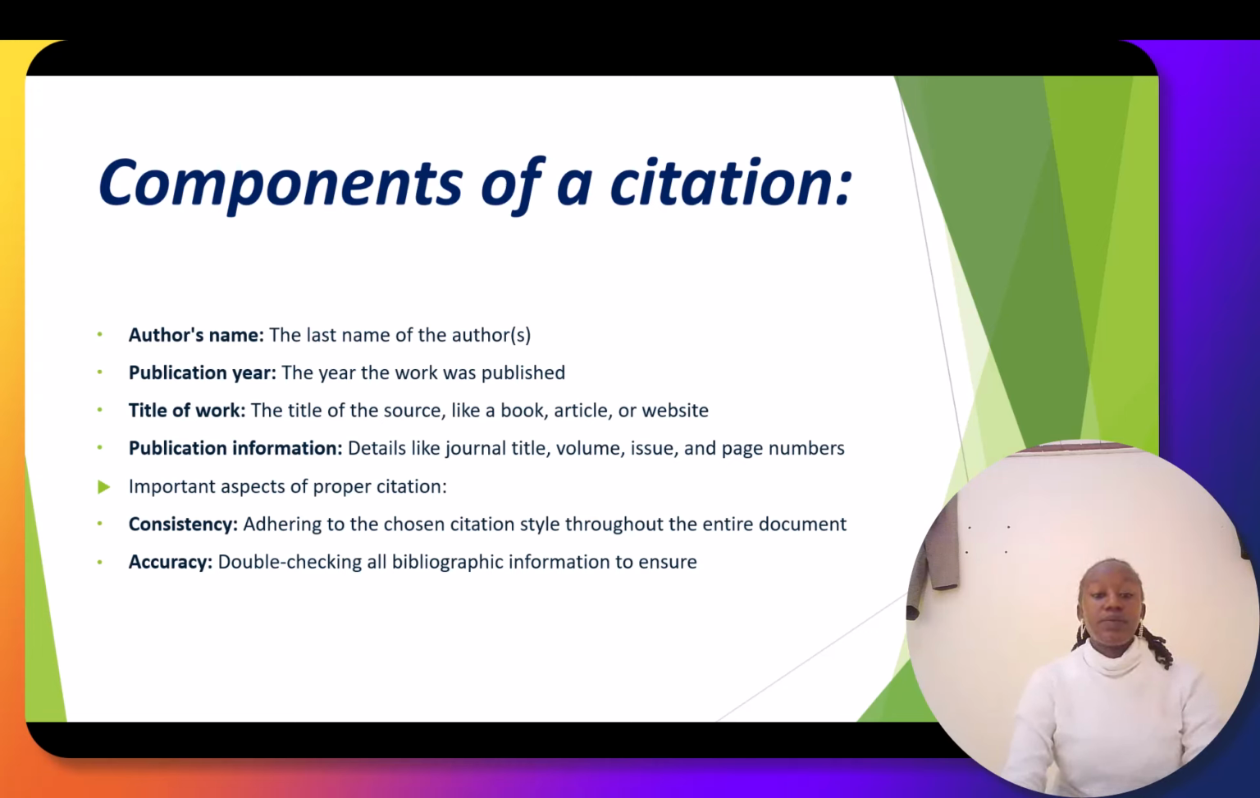Then the important aspects of proper citation: consistency, adhering to the chosen citation style throughout the entire document. Like you use one style, you don't use different styles. But also there are some specific institutions that want one style. Like the institution I am in, we are always advised to use only APA style, no other style, not MLA. Then accuracy. You have to be accurate even when you're listing reference lists. Double check all the bibliographic information to ensure accuracy.